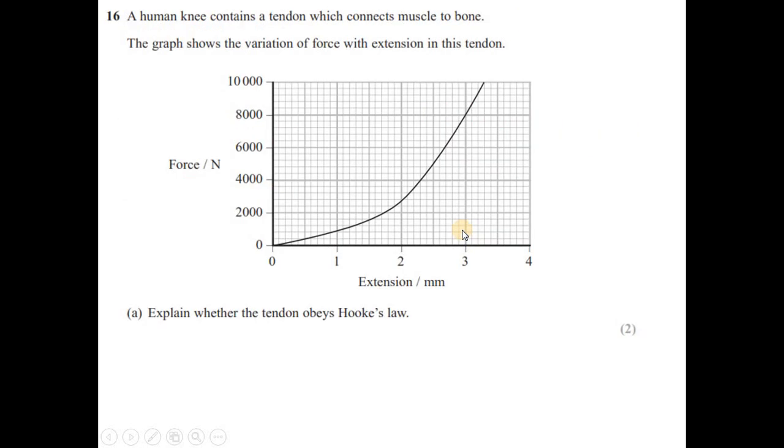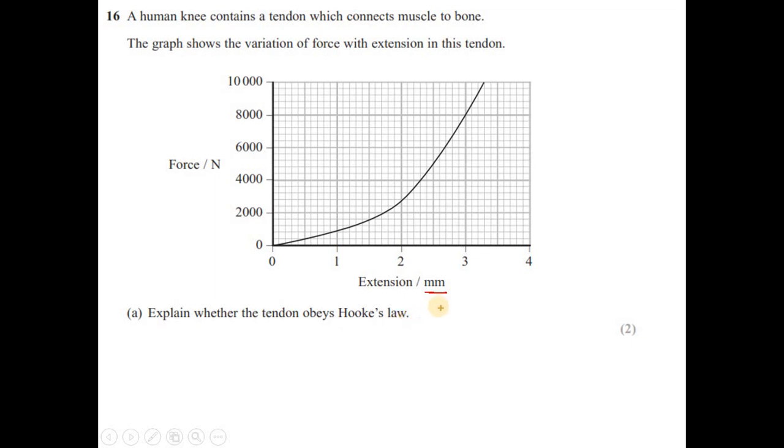Question number 16. A human knee contains a tendon which connects muscles to bone. The graph shows the variation of force with the extension in this tendon. This is a force extension graph. Remember, extension is in millimeter. Okay, explain whether the tendon obeys Hooke's law or not.